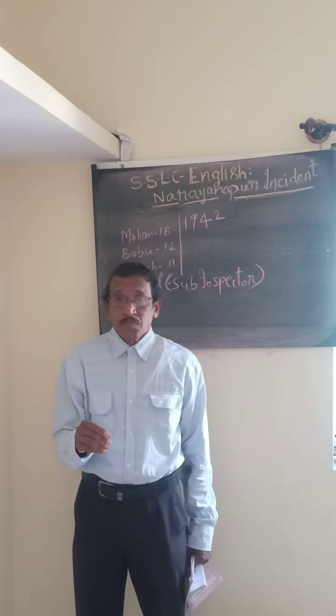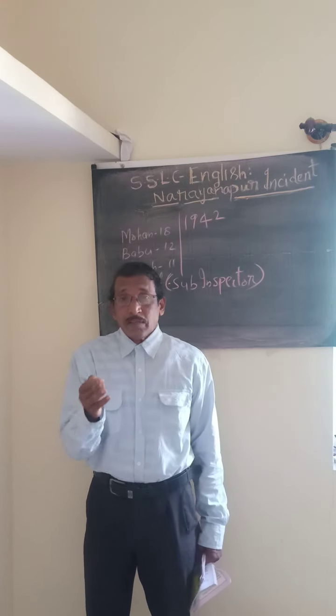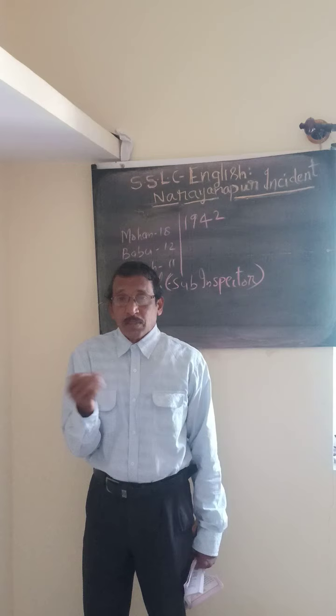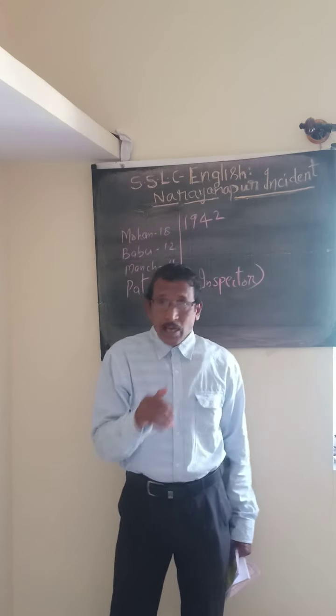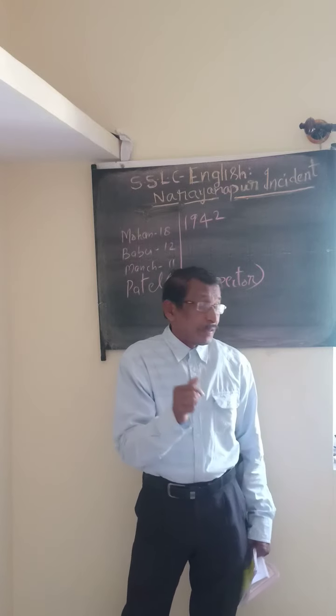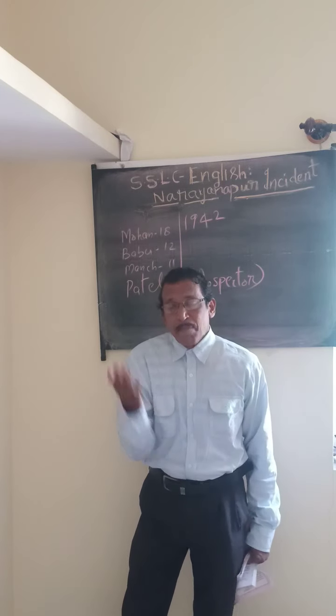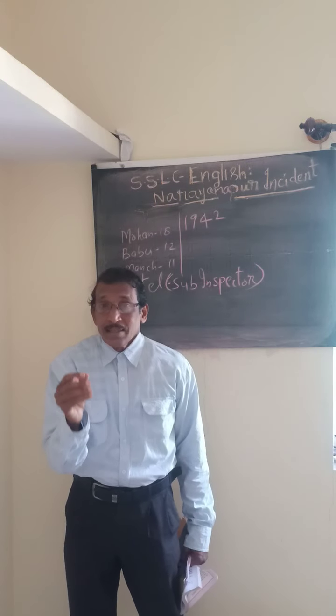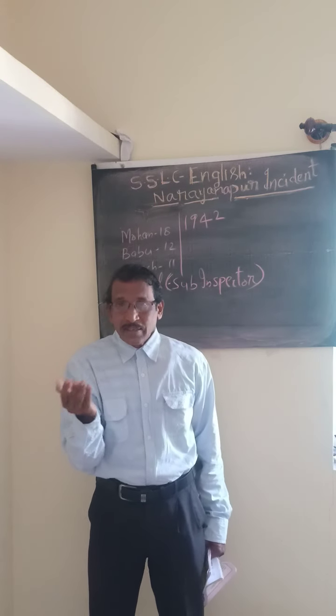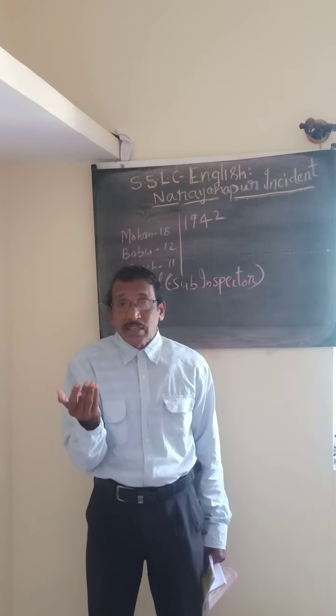So firstly, Babu came and informed that one person was standing there. Immediately, all were upset. The wick of the lamp was already lowered. The wick of the lamp, that means the cotton string of that lamp, is called the wick.